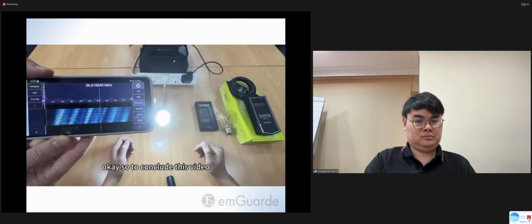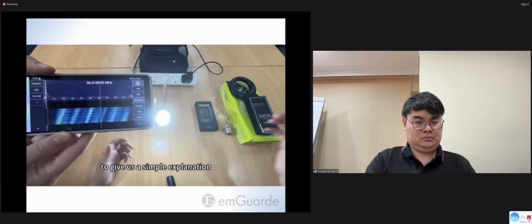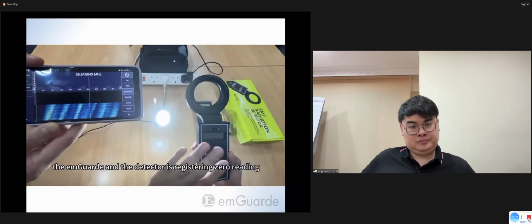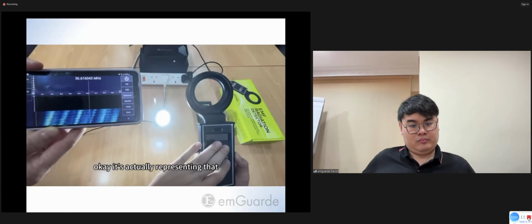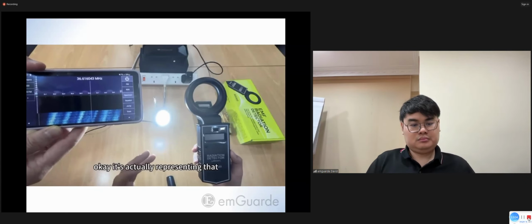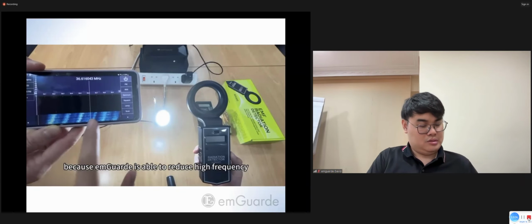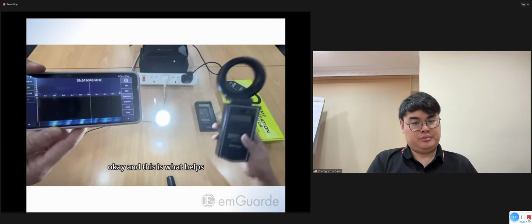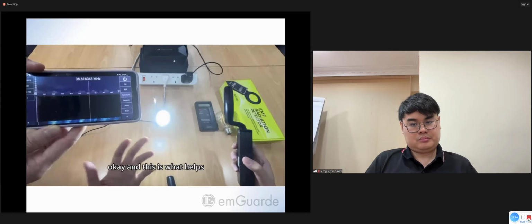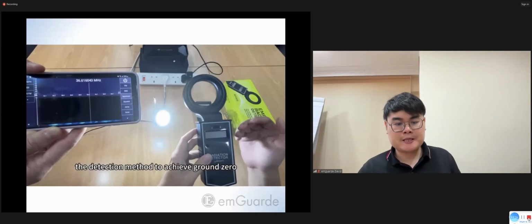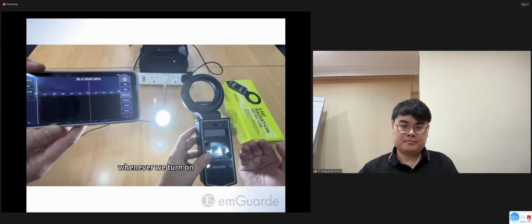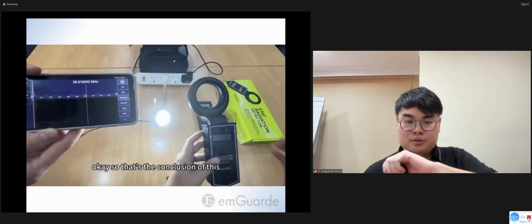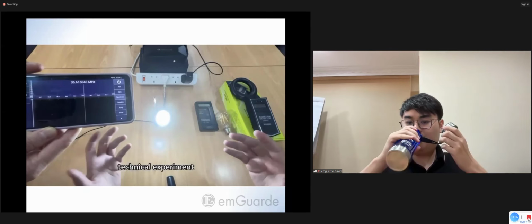Okay, so to conclude this video, to give you a simple explanation: whenever we turn on the emGuarde and the detector is registering a 0 reading, it's because the emGuarde is able to reduce high frequency electromagnetic noise, as shown from the SDR dongle. This is what helps the detection method achieve ground zero whenever we turn on the emGuarde during the demonstration. So that's the conclusion of this technical experiment. Thanks for watching the video.